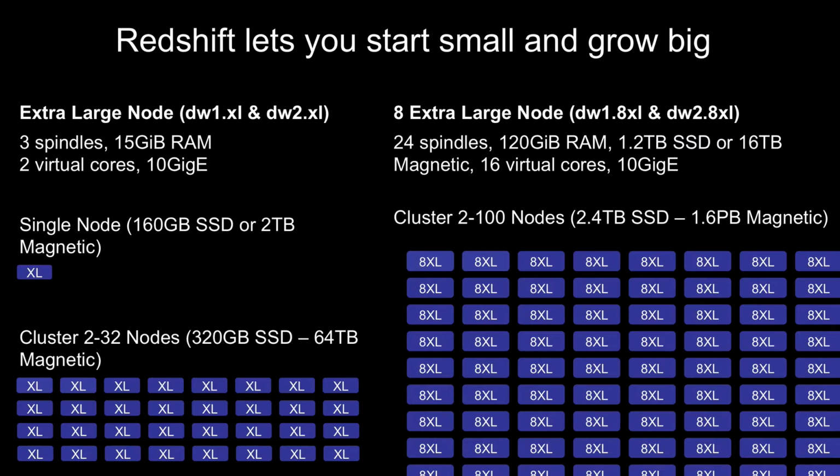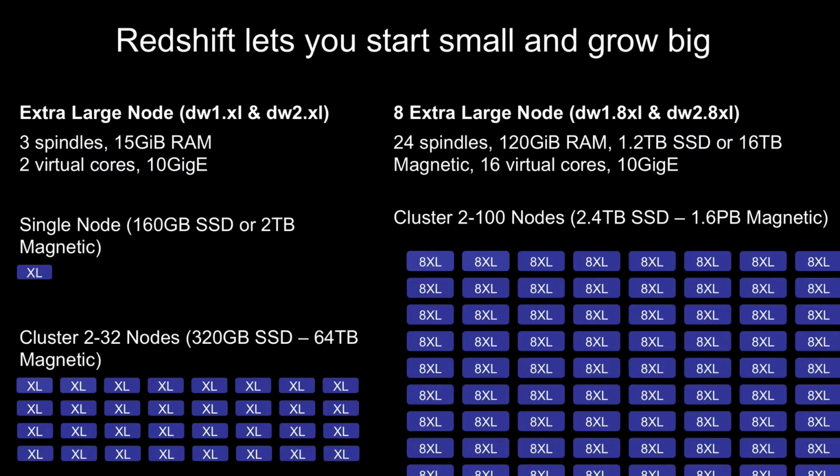And that will allow you obviously to scale out the amount of compute, I/O and memory that's available within your cluster. And then if you've got a really significant workload, you can use the 8 extra large nodes, which will give you 24 spindles, 120 gigs of RAM, 1.2 terabytes SSD or 16 terabytes magnetic, and you can cluster between 2 and 100 nodes there. So you can build a very large data warehousing cluster with a large amount of I/O capacity and a large amount of memory. And Redshift will enable you to parallelize the operations that we talked about on that previous slide across that very large farm of compute resources.